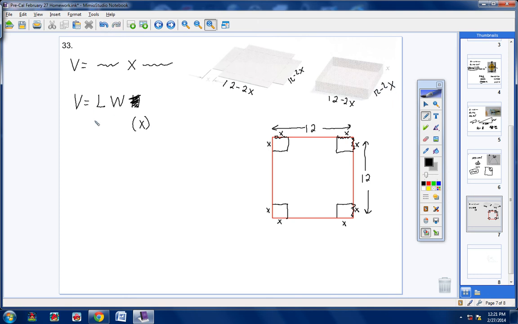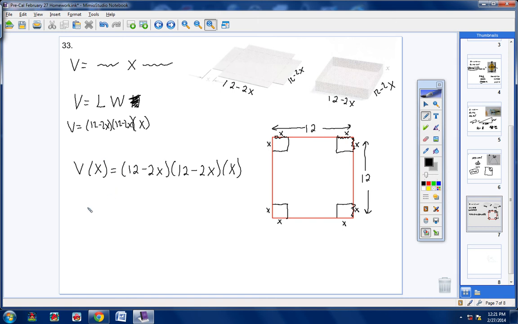So for this L, I'm going to put 12 minus 2x. And for this W right here, I'm going to put 12 minus 2x. Let me write it a little neater now. So I have V here and x is over here. I would write V of x equals parentheses 12 minus 2x, 12 minus 2x, and then an x. All right, so there we go, you did it. Now would I make you simplify that?